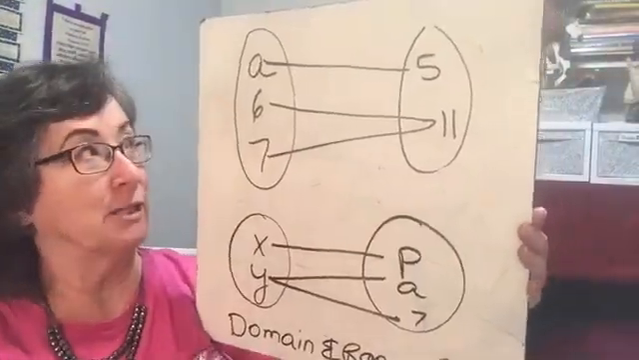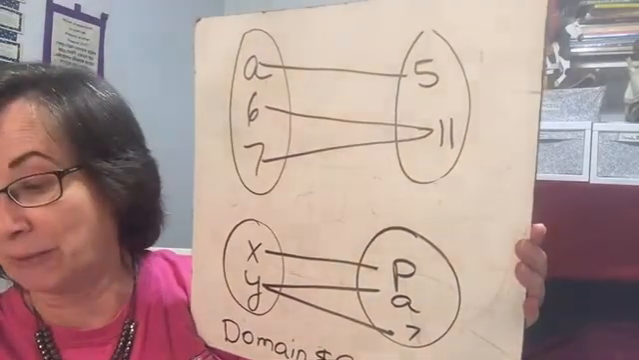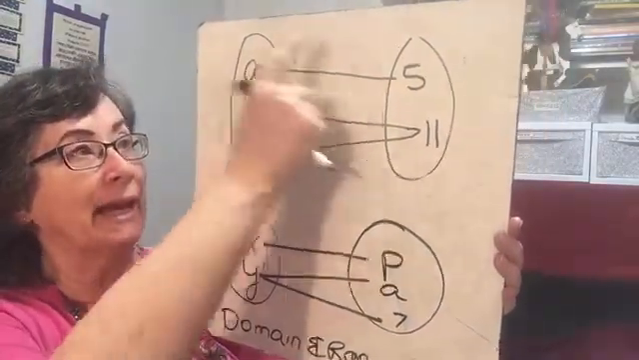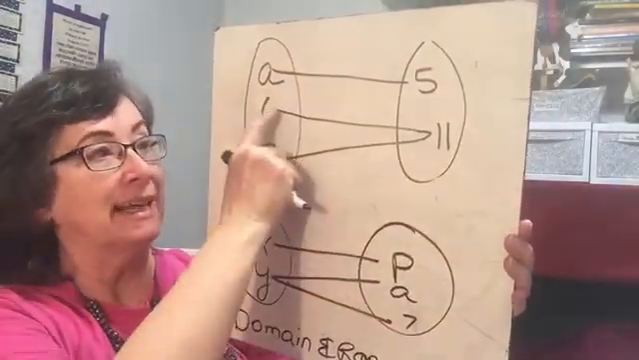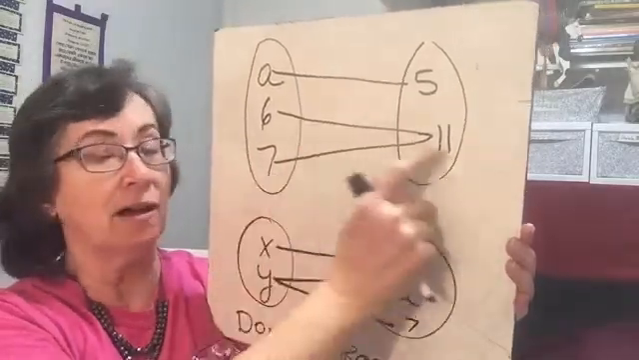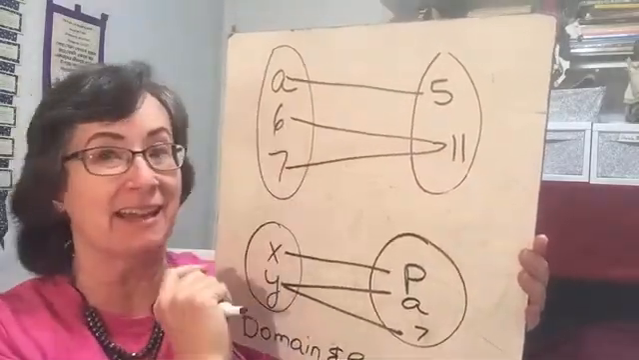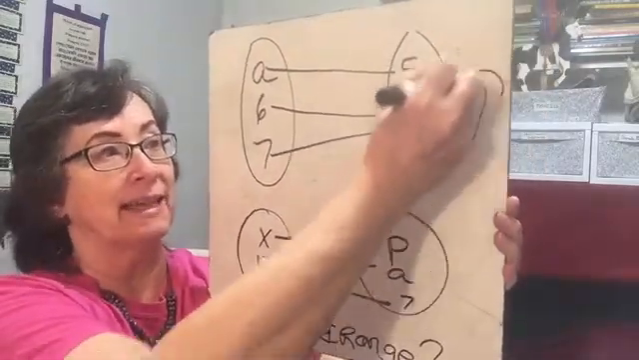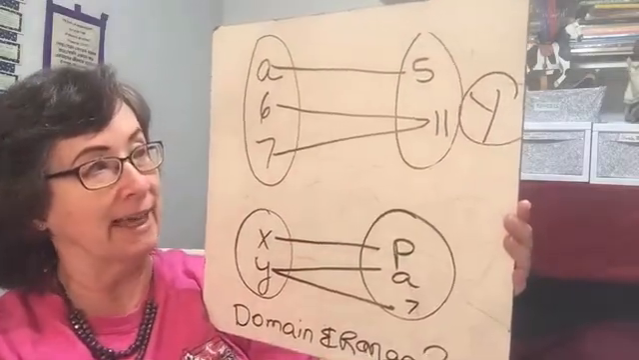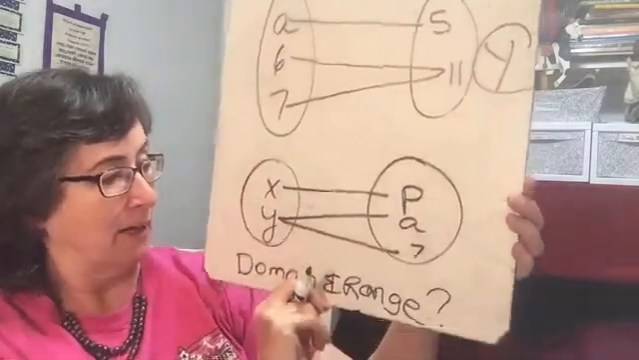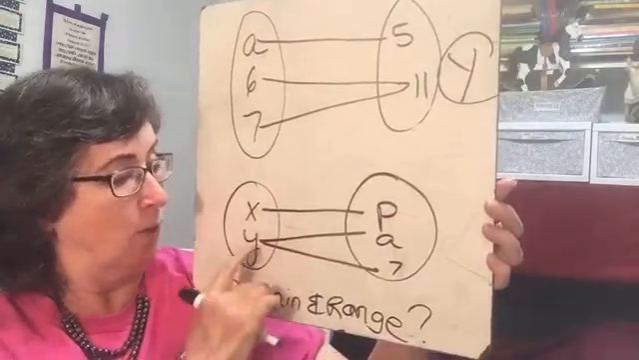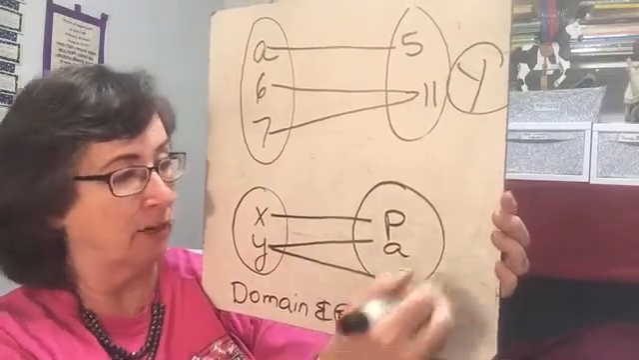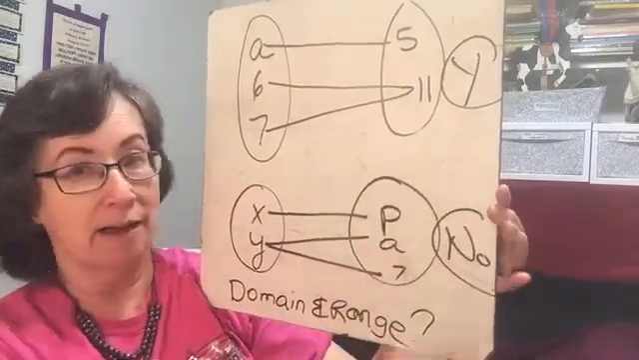We are getting so close to being done here. So here we're telling whether each one is a function or not. Here we have A has an output of 5, 6 has an output of 11, 7 also has an output of 11, but 6 does not have two different outputs, and 7 does not have two different outputs. This is a function, isn't it? Yes. Gets a Y for yes. All right, so X goes to P. Y is an input. It goes to two different outputs. Therefore, no, this is not a function.